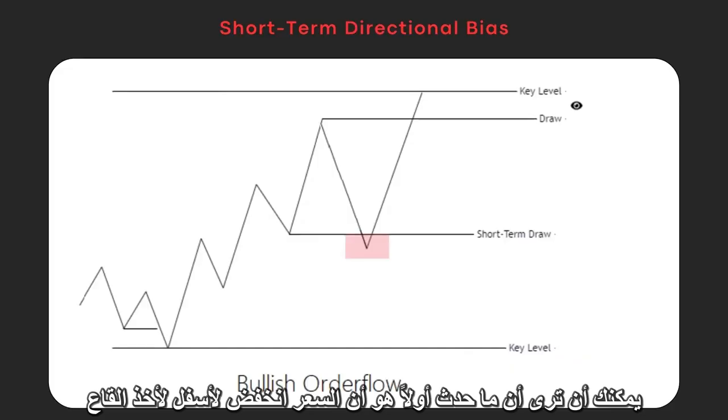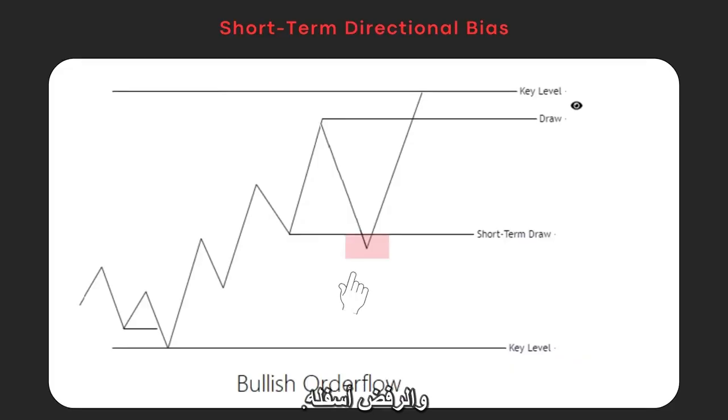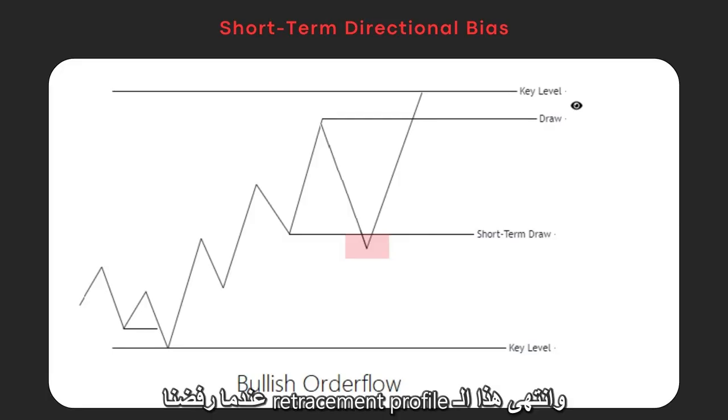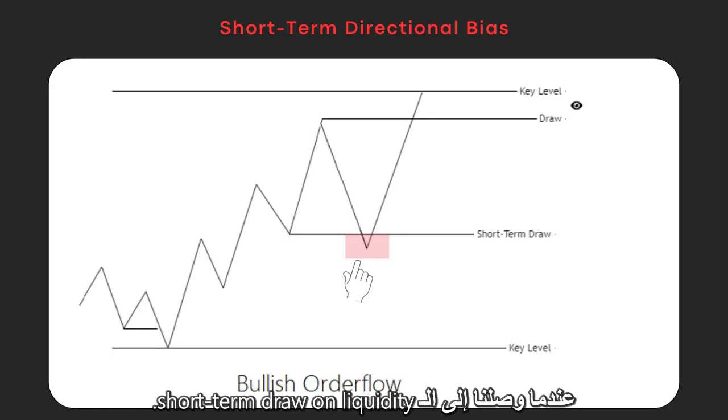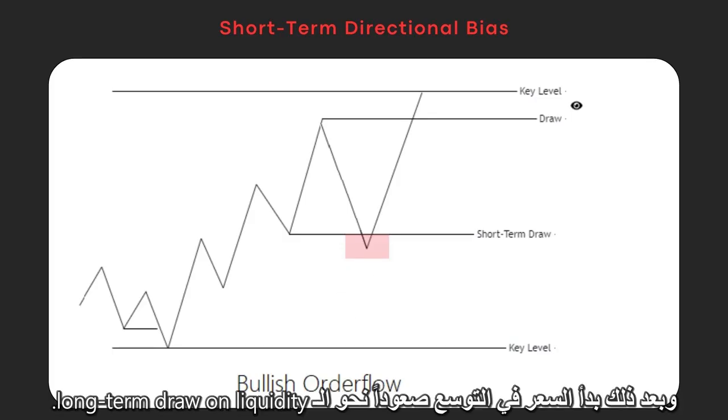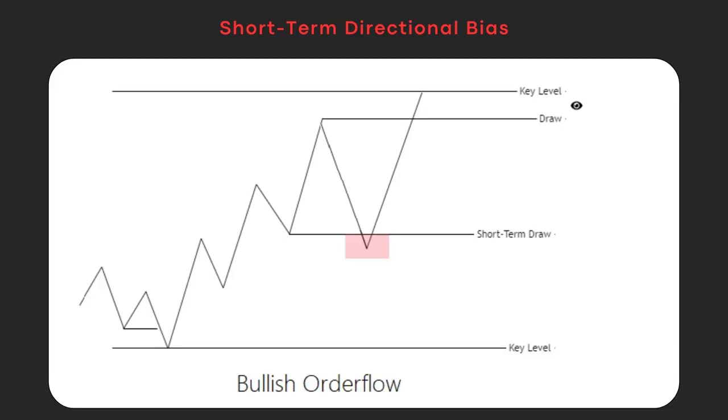Right here you can see that what happened first is that price came down lower to take out the low and reject below it, right? And formed a retracement profile. And that retracement profile ended when we reached the short-term drawn liquidity, and after that price started expanding higher towards the long-term drawn liquidity. Now to some of you this might seem a bit vague, but let me explain its importance to you.